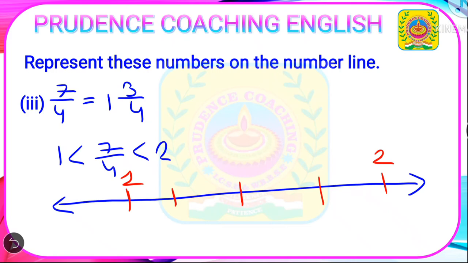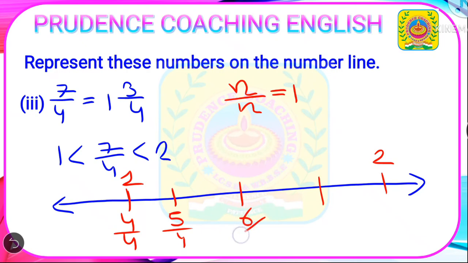And this one, as you can see, 1 means, as the denominator is 4, 4 by 4 will give us 1, because we have already learned n by n is equal to 1. Next one will be 5 by 4. Next one will be 6 by 4, and lastly this will be 7 by 4, and this one is 8 by 4. And we all know 8 divided by 4 is 2, so this one is 2, and this is our answer.